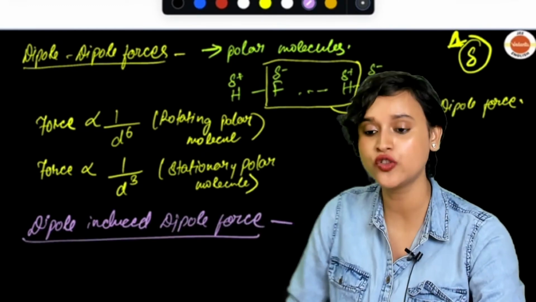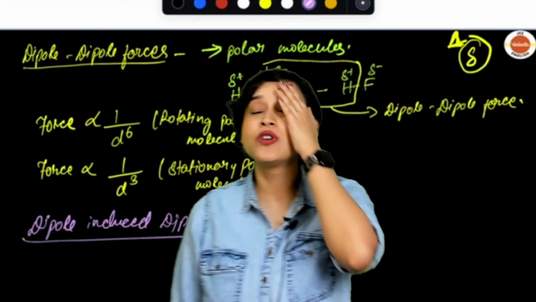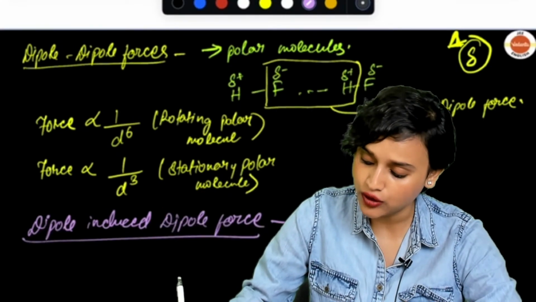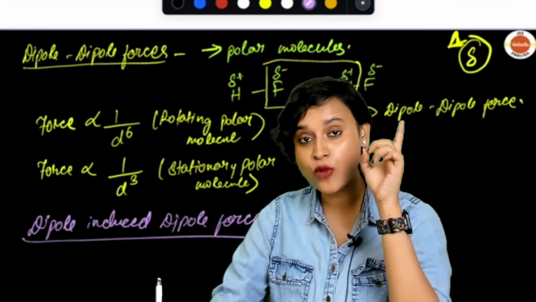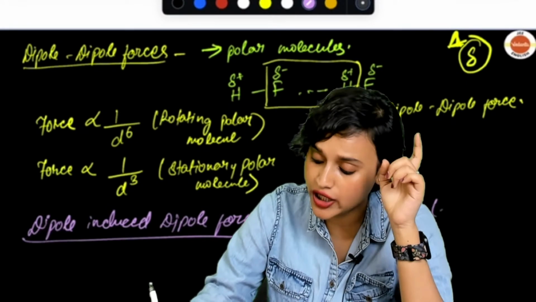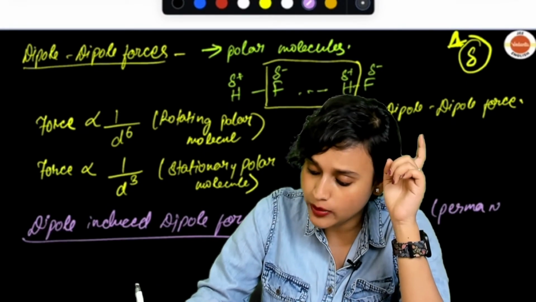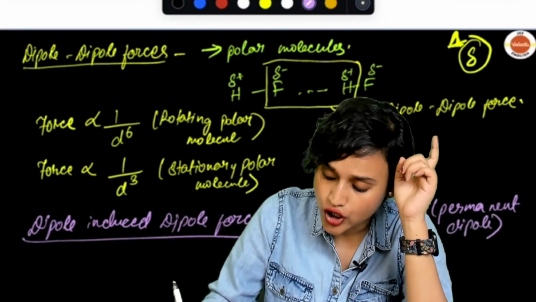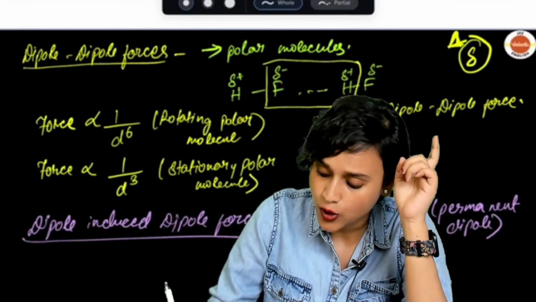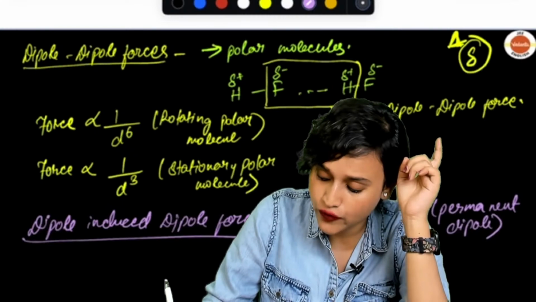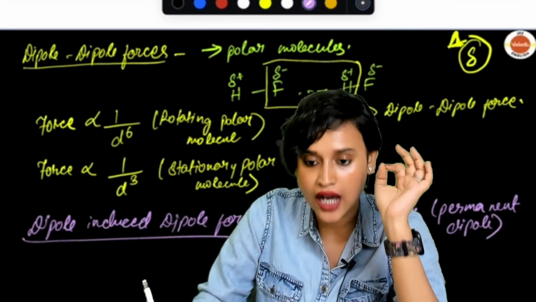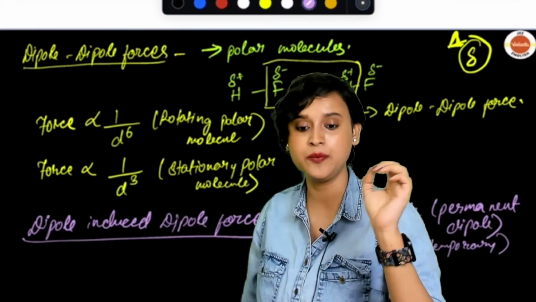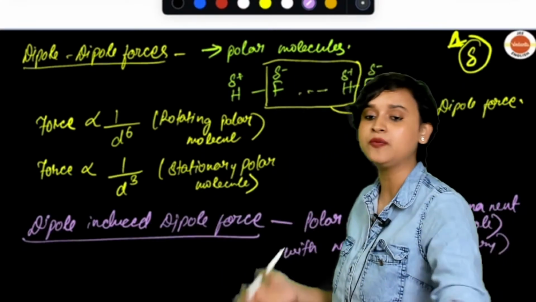What is the dipole-induced dipole force, everybody? The type of attractive force which occurs between one polar molecule, which has a permanent dipole moment, and one non-polar molecule. That means that the non-polar molecule will have a temporary dipole. Understanding, everybody? Yes. So that is your dipole-induced dipole.